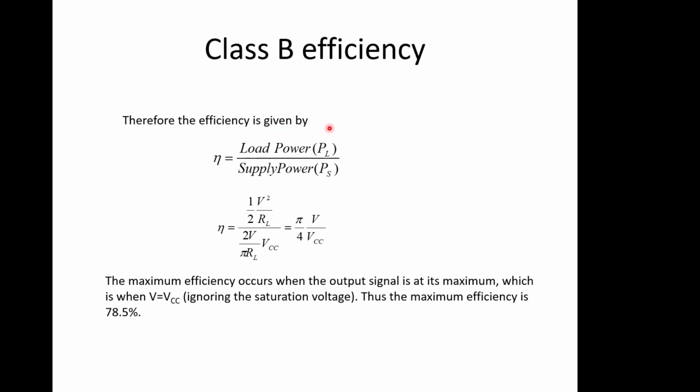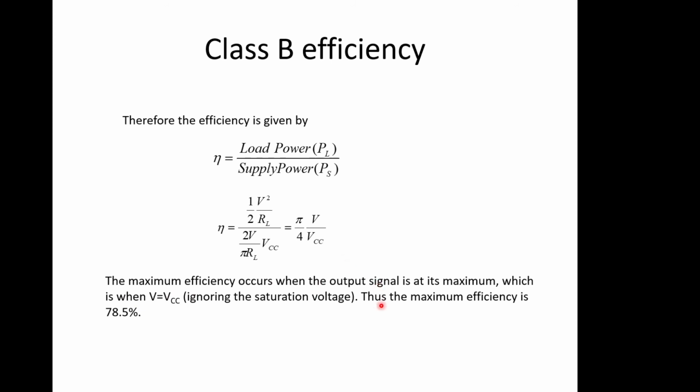So therefore the efficiency is the load power, which we had the same as before, V squared over R, over the supply power, which we've just calculated, and that's a little bit more complicated because there's a pi involved. If we simplify that down, we get pi over 4 times V over VCC. And again, when V is at its maximum, that's when it becomes equal to VCC, and if you do that, those two cancel, and we just end up with pi over 4, which is 0.78, or 78.5% efficient.